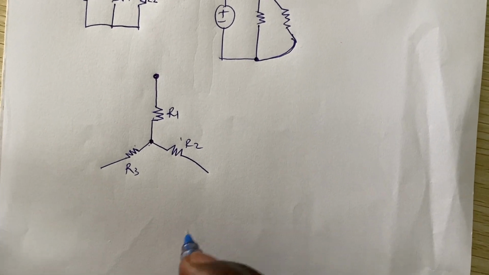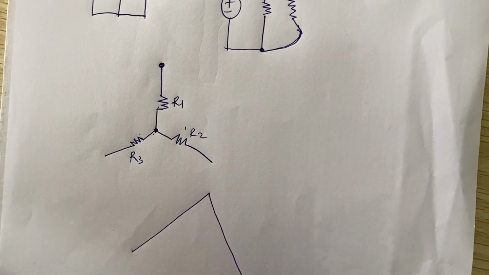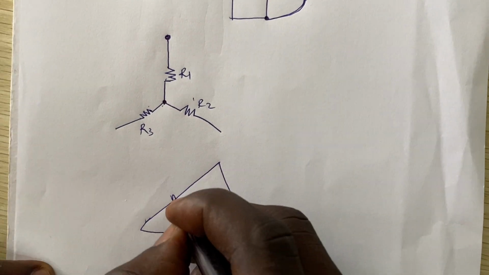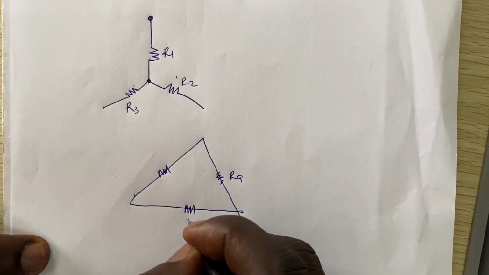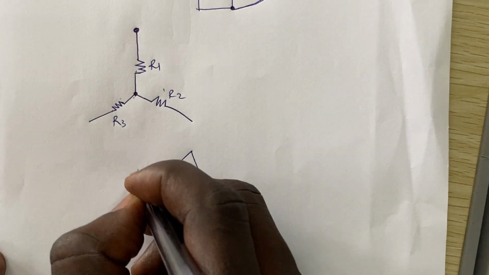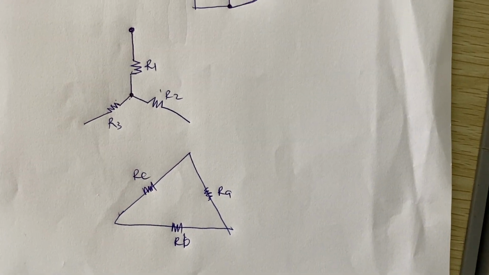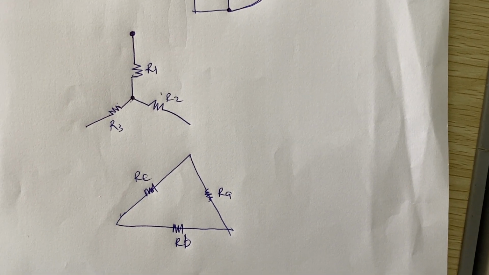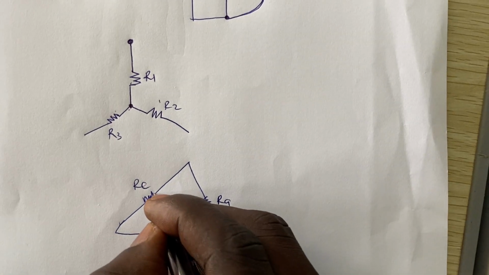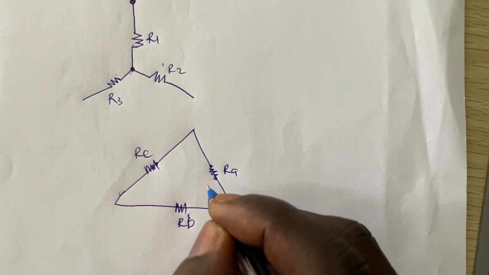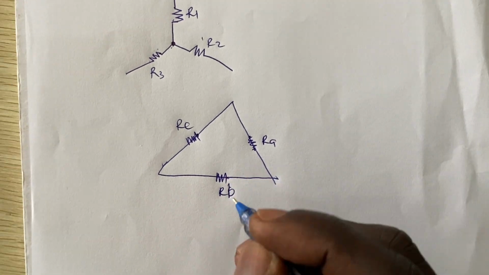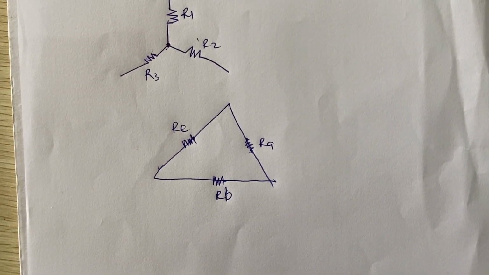Now let's look at delta. So when you have three different elements where the starting point of one is connected to the tip of another, and the end of that one is connected to the tip of the other, we say that those three elements are delta connected, right?